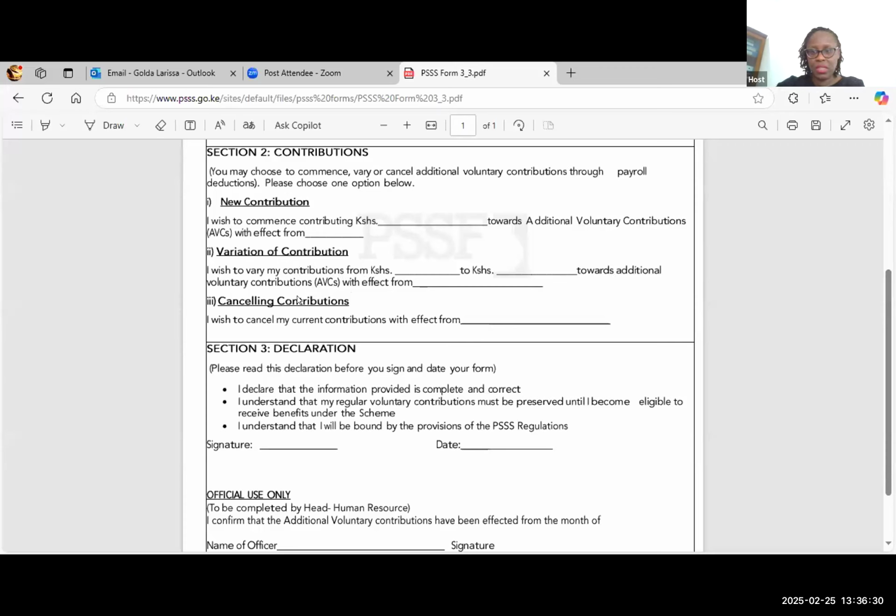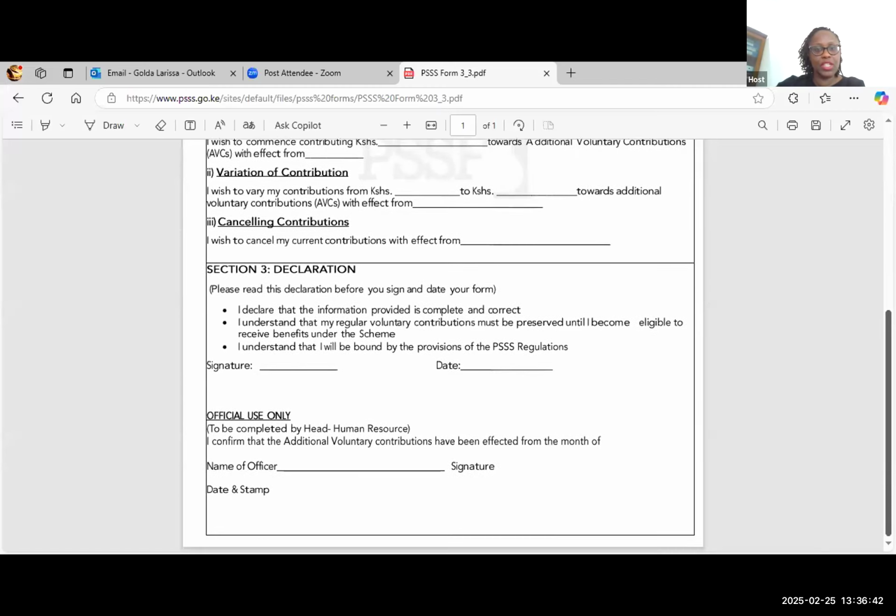Then of course we have the part 3, which I'm not going to touch on because the importance of this form is to boost our retirement benefits, not to reduce the same. Again, because we are dealing with money, it is important that you declare that it is you who has completed this form and requested payroll to deduct money from your payslip. So you sign and you date it. And of course, it goes to HR so that they can confirm, your HR department, they can confirm that they have received this form and worked on it.